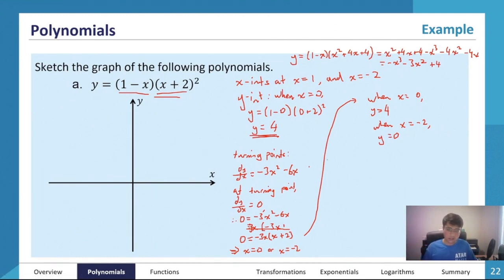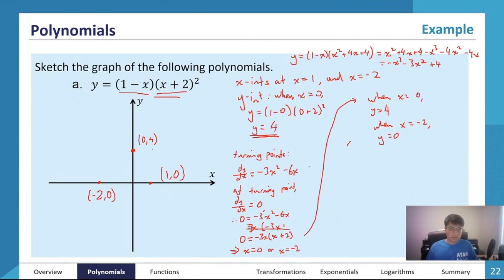Now, we can go ahead now and plot out our points and then plot out the actual graph itself. So we have a y-intercept at 4. We have that there. So I'm going to label this 0 and 4. We have an x-intercept at 1, which is right here. This is 1 and 0. And then we have an x-intercept also at -2. Something we should remember is this is a turning point as well.